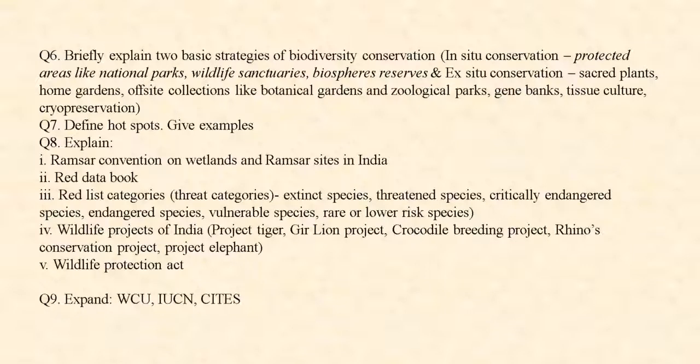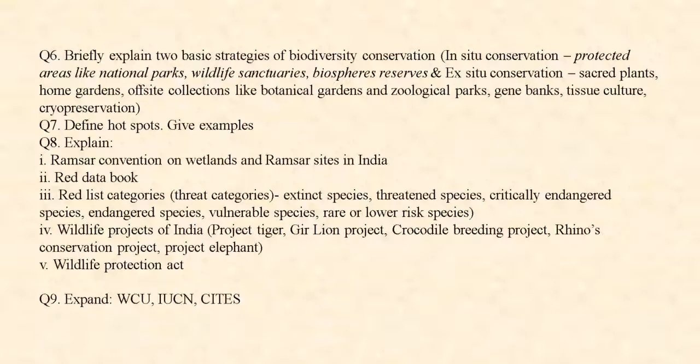tissue culture, and cryopreservation. Then we need to read the definition of hotspot and its examples, mainly the hotspots of India. Then the explanation about the Ramsar Convention on wetlands and Ramsar sites in India. Red data book, red list categories, mainly the threat categories like extinct species, threatened species, critically endangered species, vulnerable species, rare or lower risk species.